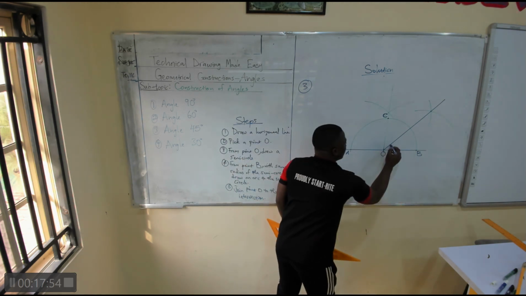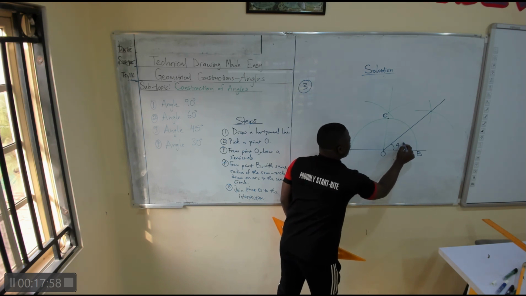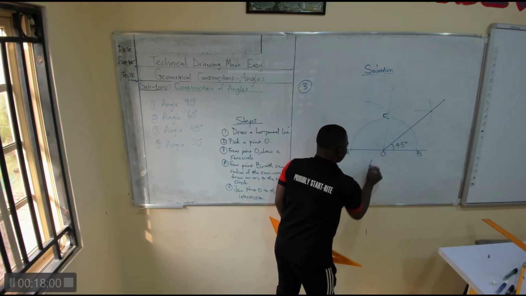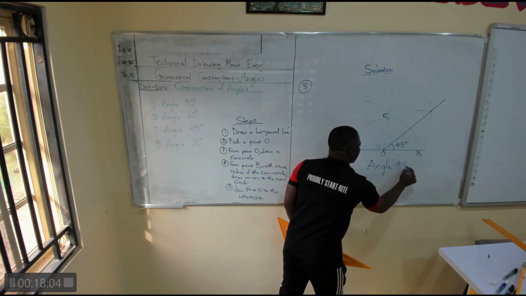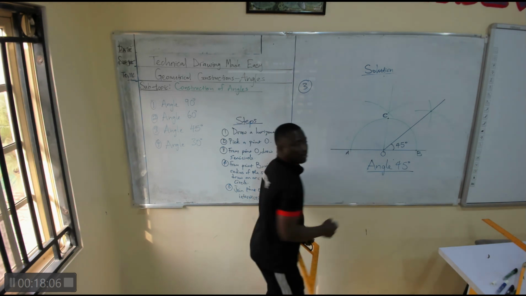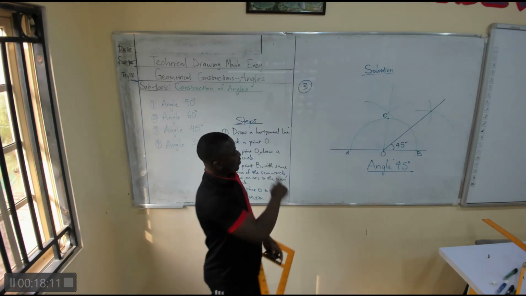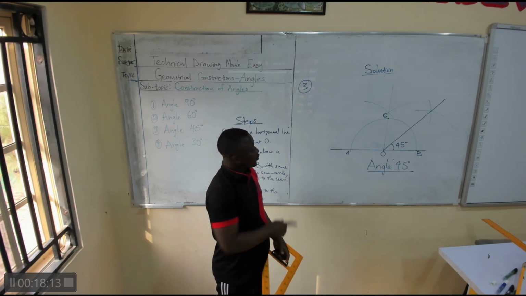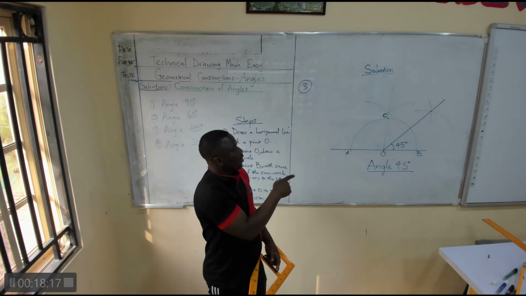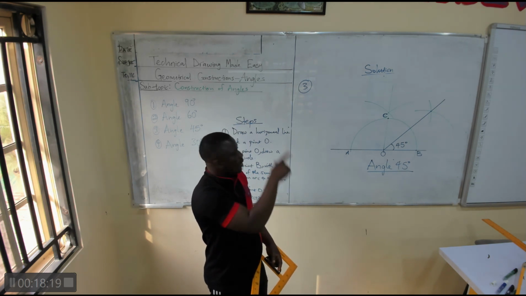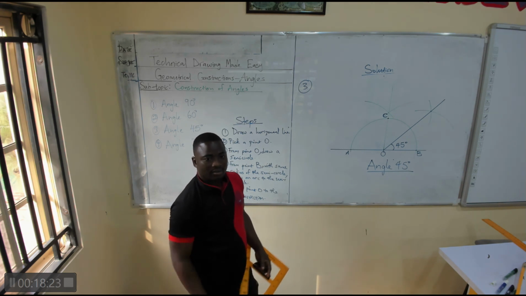Good. Then you label your angle here. You call it 45 degrees. So you label and say angle 45 degrees. Good. So this is how to construct 45 degrees. You have your straight line, 180. You bisect 180 to get 90. After bisecting 180 to get 90, you bisect 90 again. You get 45. Is that clear?